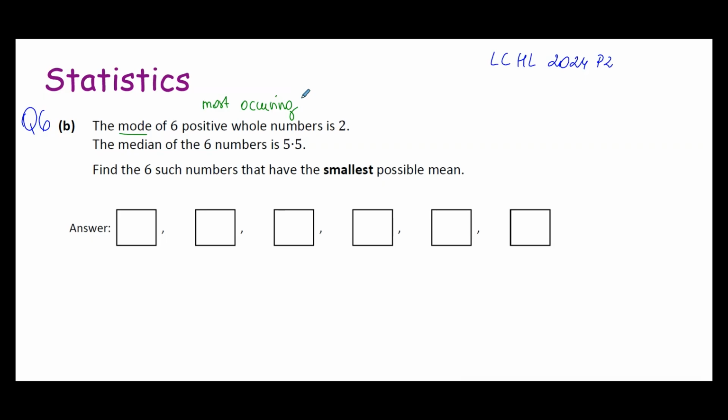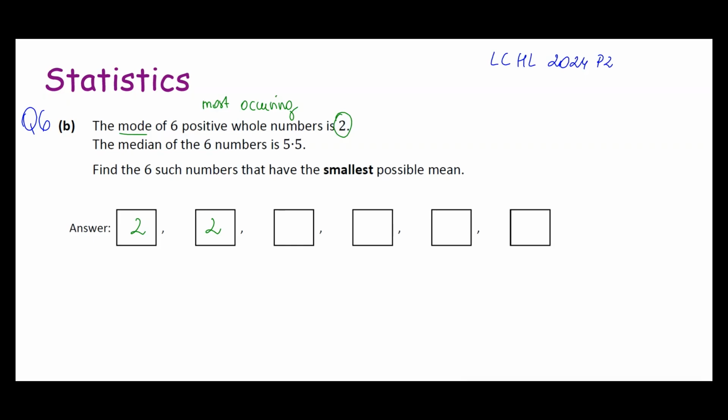Now, what does that mean? Something that shows up the most. Out of 6 numbers, 2 will show up more than other numbers. But how many times? Am I going to have all of them 2? If all of them are 2, that's still the right answer. Is it 5 of them? 4 of them? 3 of them? 2 of them? Definitely more than 1, that's for sure. The minimum is 2, but we don't know how many overall. But that's the first part of the information.